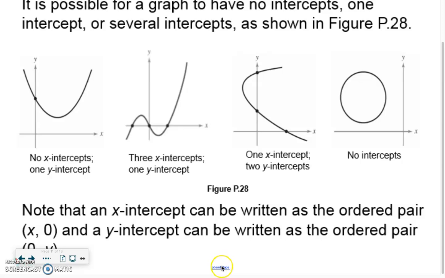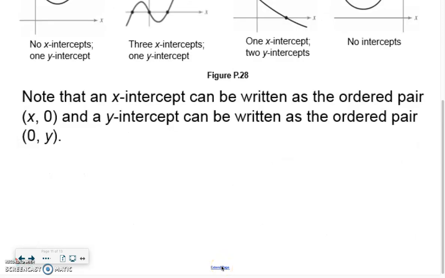And when we talk about intercepts, once again, we are literally talking about where the sketch is crossing an axis. Is it crossing the x-axis here, here, and here? Those are your x-intercepts. Where is it crossing your y-axis? Well, those are going to be your y-intercepts. One thing that we want to note here is that the x-intercept is going to be written with the ordered pair x, comma, 0. If you're talking about the y-intercept, it's going to be written 0, comma, y.